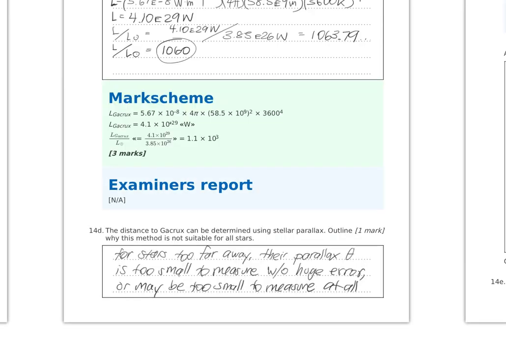And then 14D with the parallax, the angle may be too small to measure without having huge error, or may actually be too small to measure whatsoever. In that case, we can use Cepheid variables as a standard candle, or even type 1a supernovas.